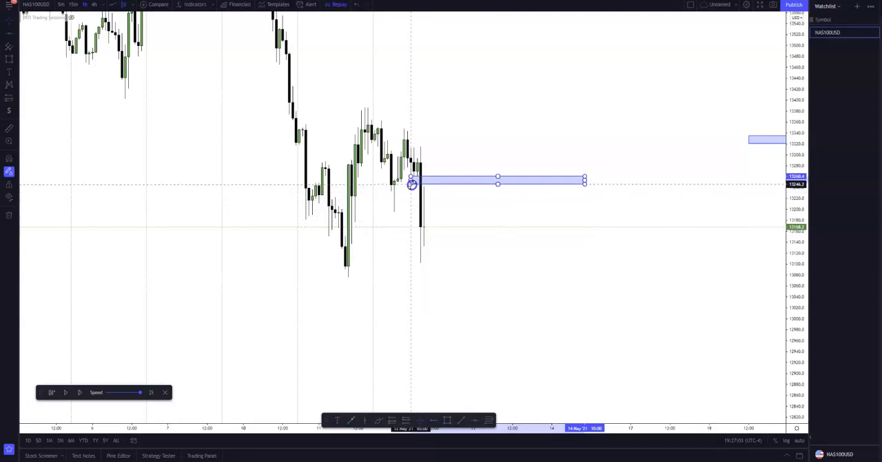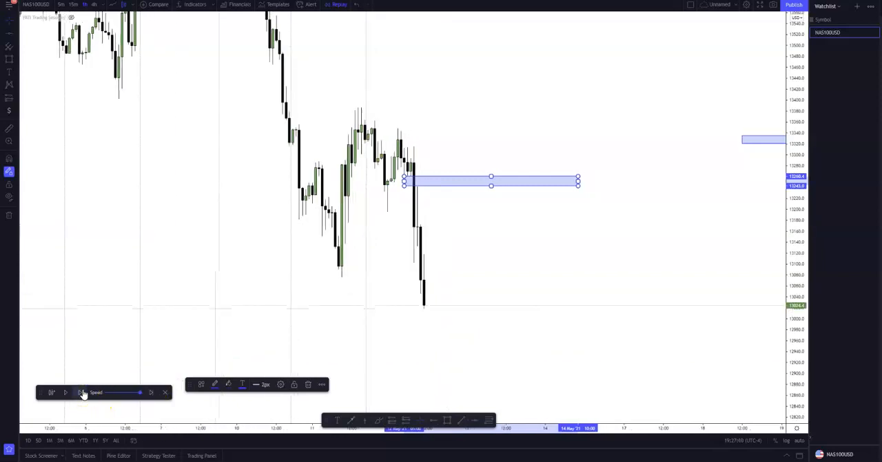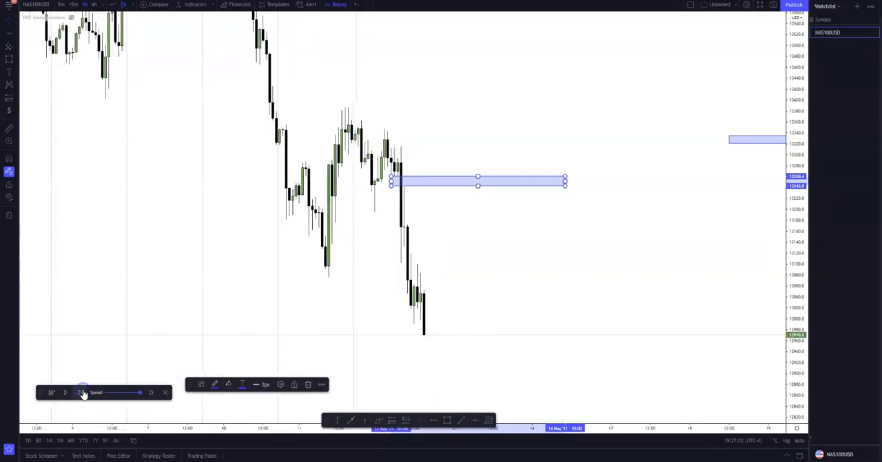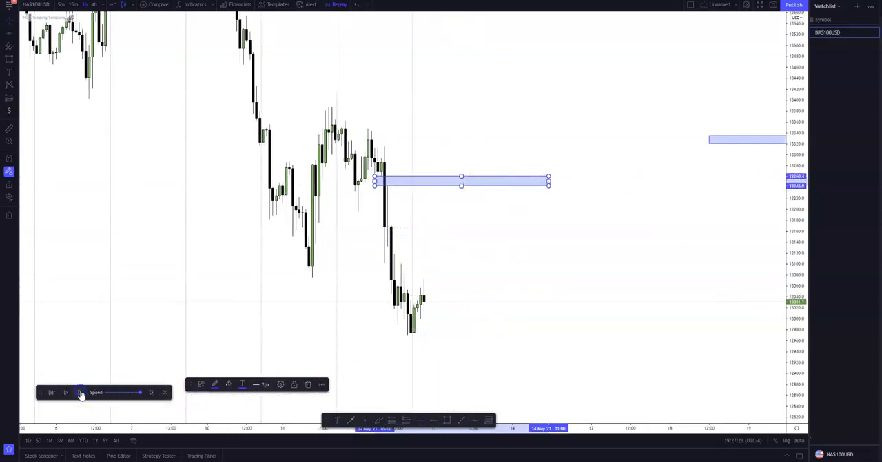So now we will move this up. Now it still has that little bit to fill. Let's see what else it does. It never comes back up there. So if we see an entry down here, or an entry anywhere for a buy, our take profit should be up here.